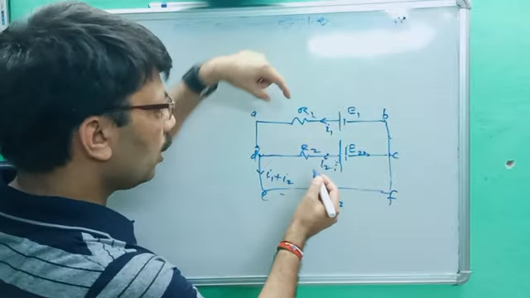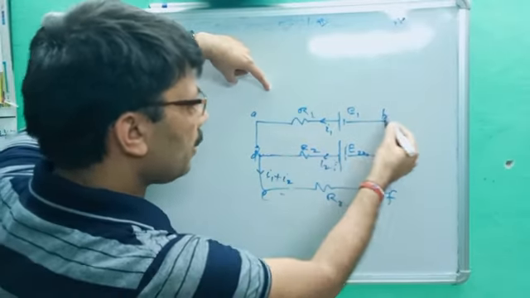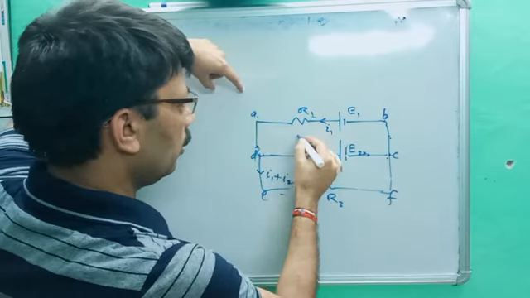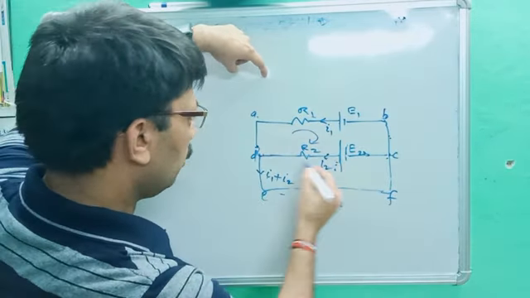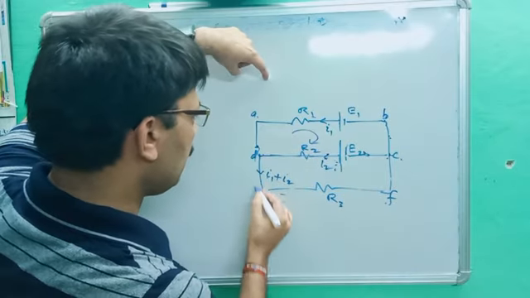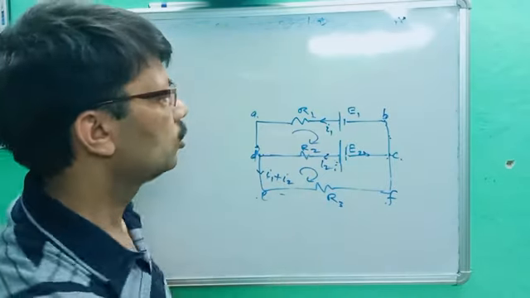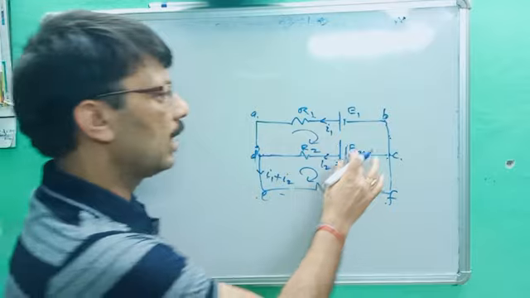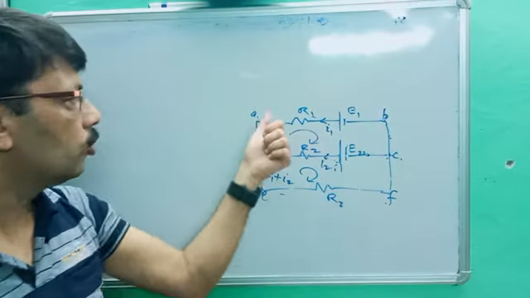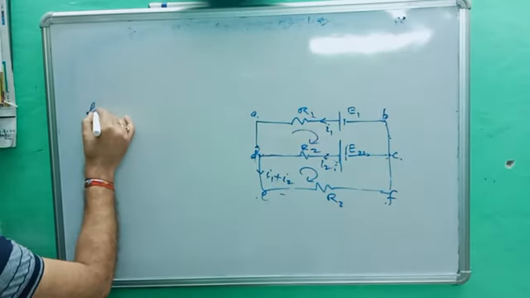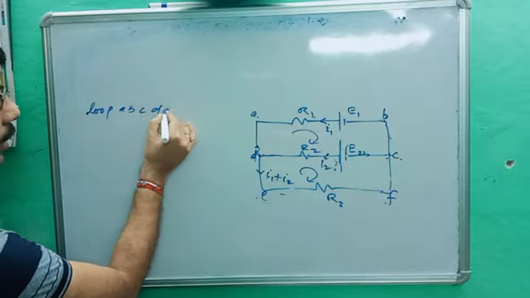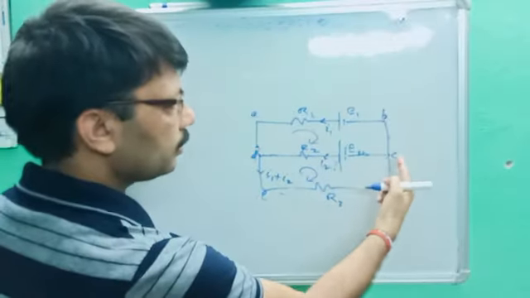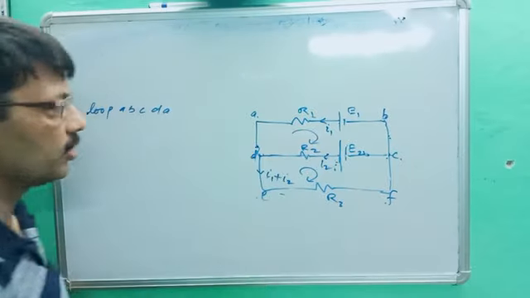So let's suppose our first loop is A, B, C, D, A. You are moving like this. This is the first loop, and your second loop is D, C, F, E, D. Your second loop is like this. So your first work, you better know, is selection of loop. Our first loop is A, B, C, D, A.